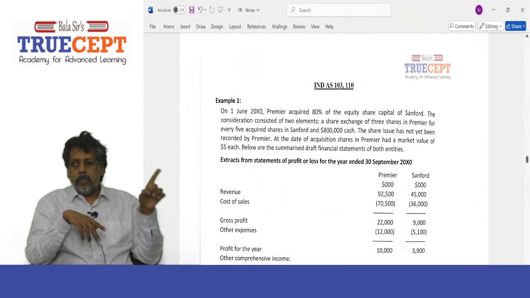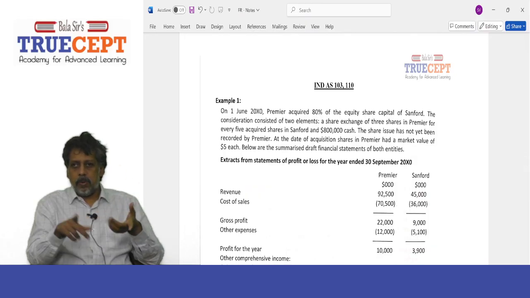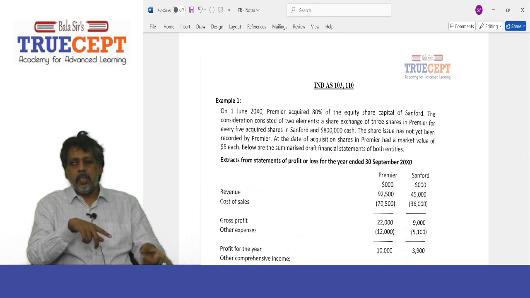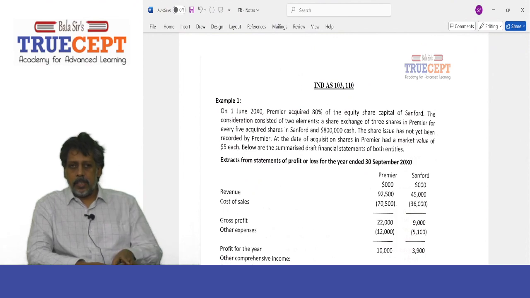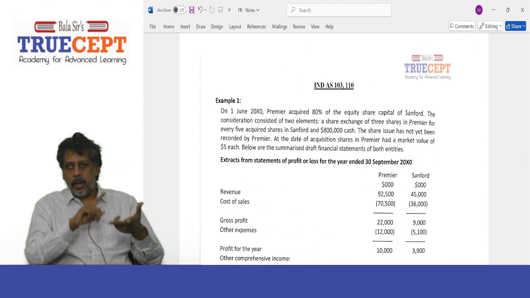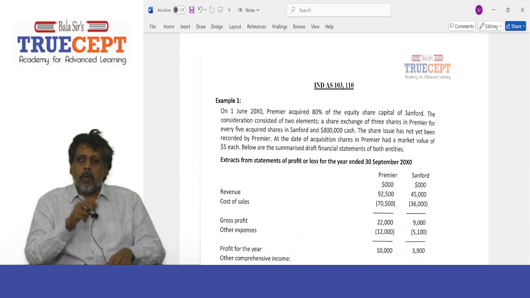Yes, sir. Now let us go ahead and take on this example, testing our knowledge on IND AS 103 business combination and IND AS 110 on consolidation. Now let's read this question. In this example, you have been asked to prepare a statement of profit and loss, both the sections, the profit or loss and other comprehensive income, and also prepare a balance sheet of the holding company, that is a consolidated balance sheet. Now let's go ahead and take on the question.